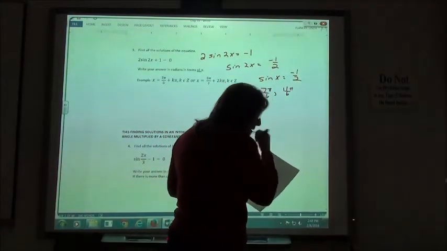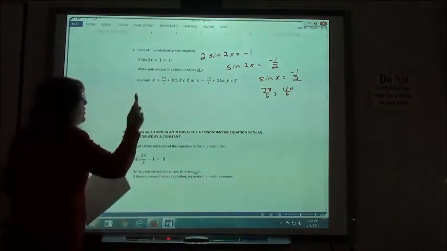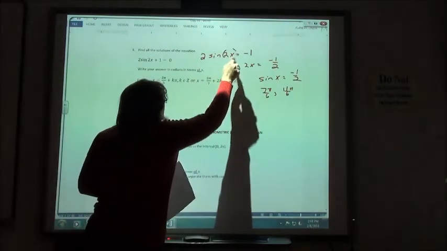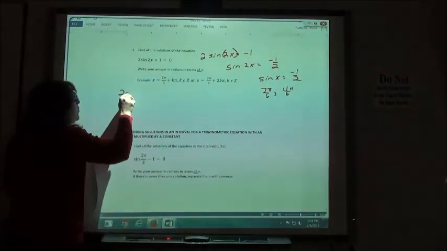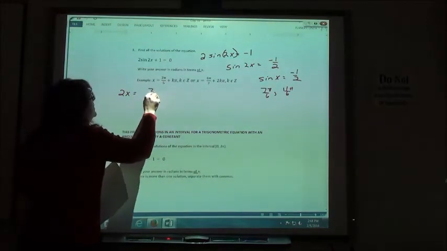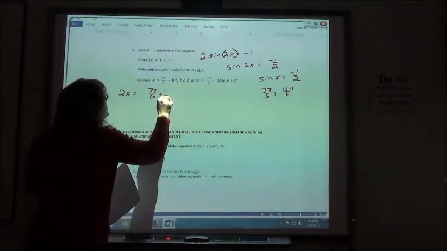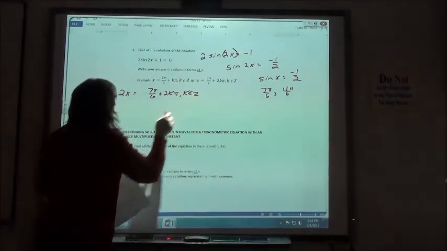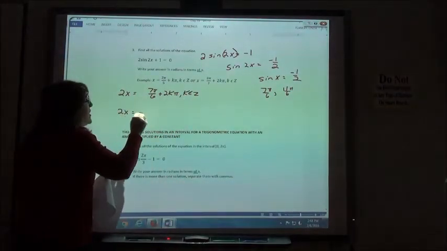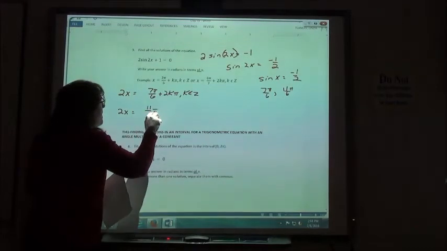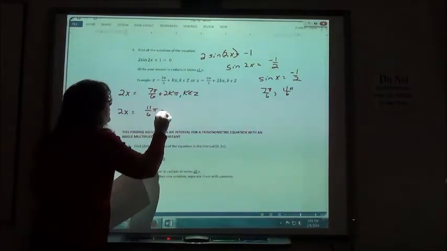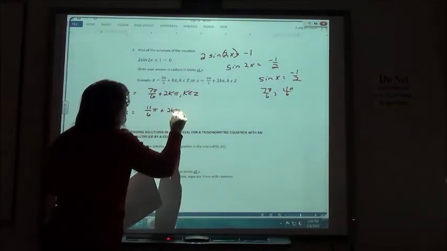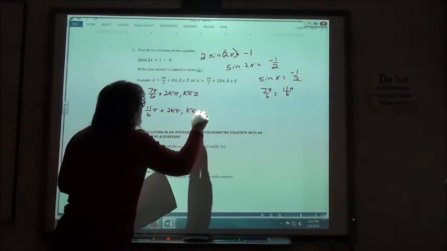Again, we can't combine those into one answer, so we are going to say this time we have a 2x here. 2x can either equal 7 pi/6 plus 2k pi, with k being an element of z, or 2x is going to equal 11 pi/6 plus 2k pi, with k being an element of z.